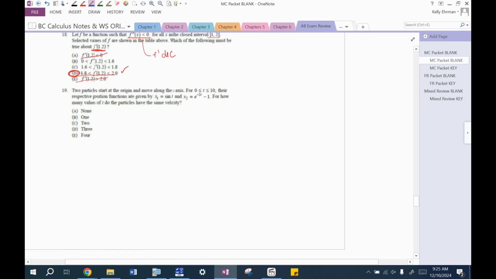Okay, number 19. Two particles start at the origin. They start at 0, 0, and they move along the x-axis. From time 0 to 10, their respective position functions are given by x1 and x2. For how many values of t do the particles have the same velocity? So I should find velocity 1 and velocity 2 and put them in my calculator and see where they intersect, right? So velocity 1, the derivative of sine is cosine. And velocity 2, the derivative of e to the negative 2t is e to the negative 2t times negative 2.